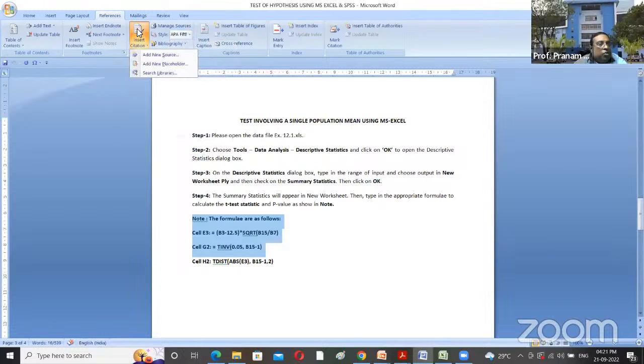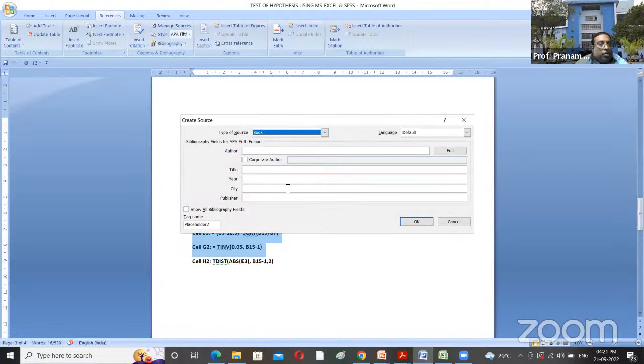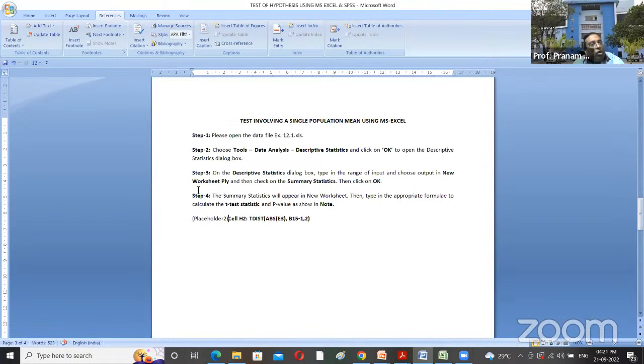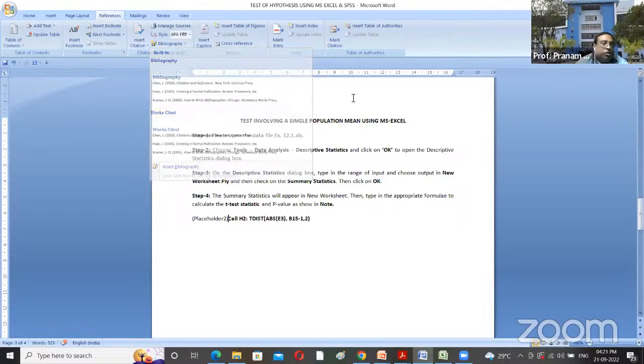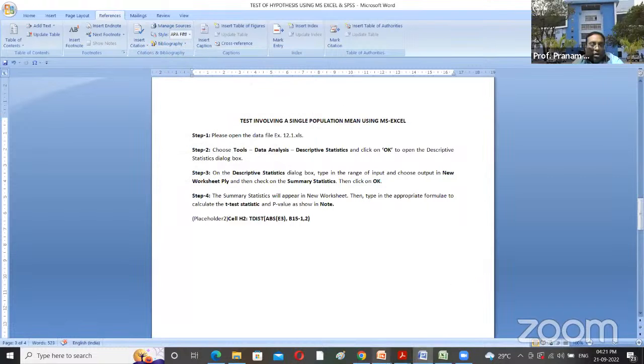So if you click on insert citation, you have to add new source. And when you add a new source, the name of the author, title, year, city, publisher, this you have to put. And automatically if you press OK, then automatic citation is provided by MS Word itself. So MS Word has lots of facilities like insert footnote, insert endnote, then managing sources like insert citations, style, bibliography. This bibliography is also there. You can write a bibliography in a specific version. So these things are there.